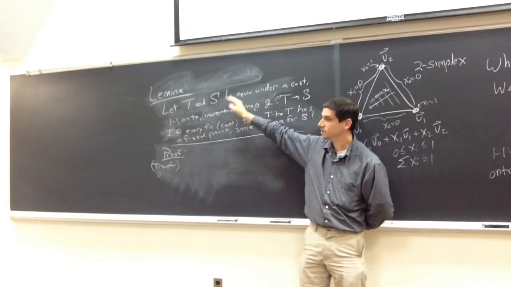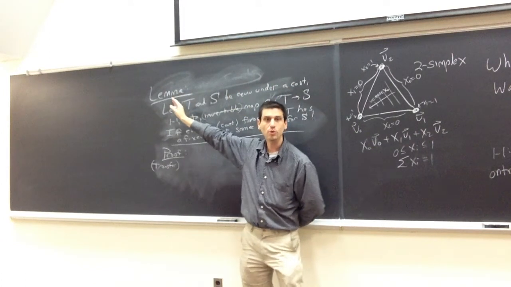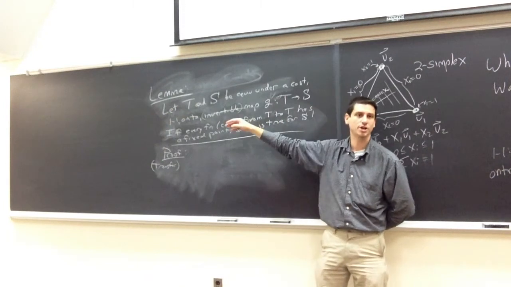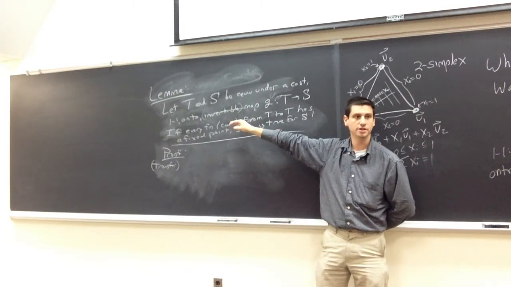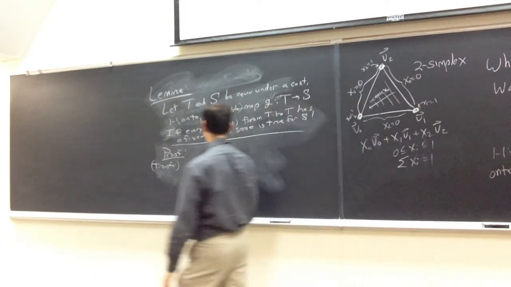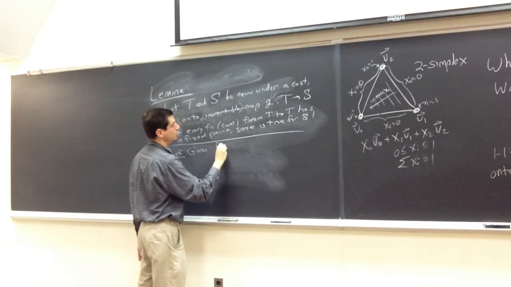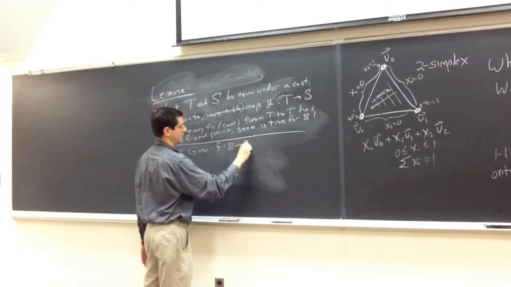You want to understand something about S. I know everything there is to know about T. So what I want to do is get away from S as fast as possible. I want to transfer it to something about T. So you give me some map F which takes S to S.